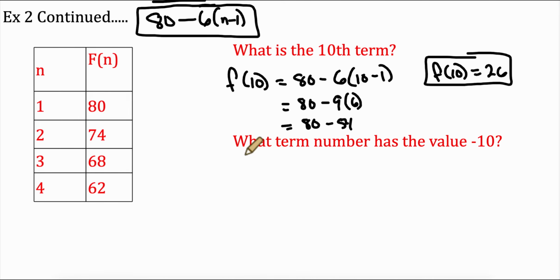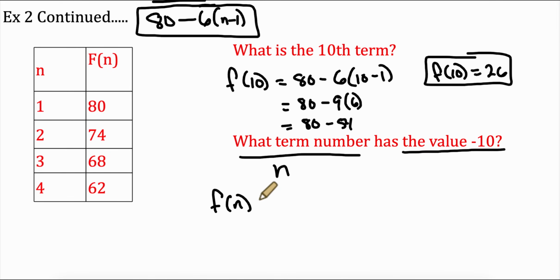Good. Now this says what is the term number, so I don't know n, that has a value of negative 10. So in this case I'm saying f of n equals negative 10. So here we go. Negative 10 equals my formula, 80 minus 6 times n minus 1.